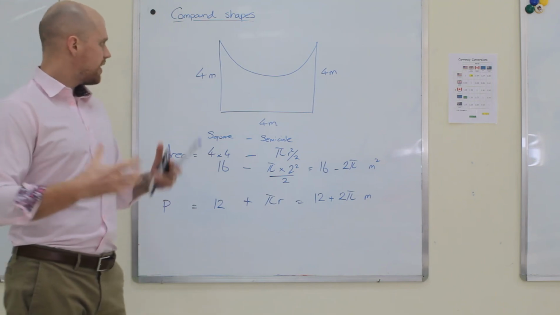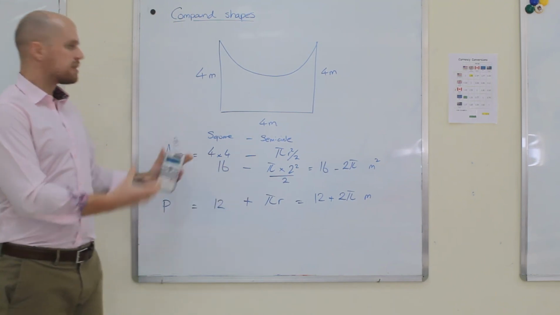And that will be how you find the area and perimeter of some compound shapes. These ones have been looking mostly at circles.